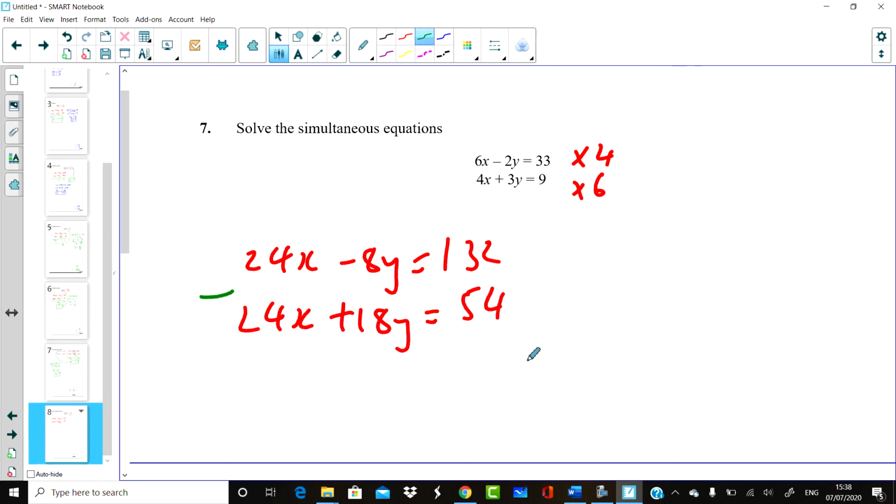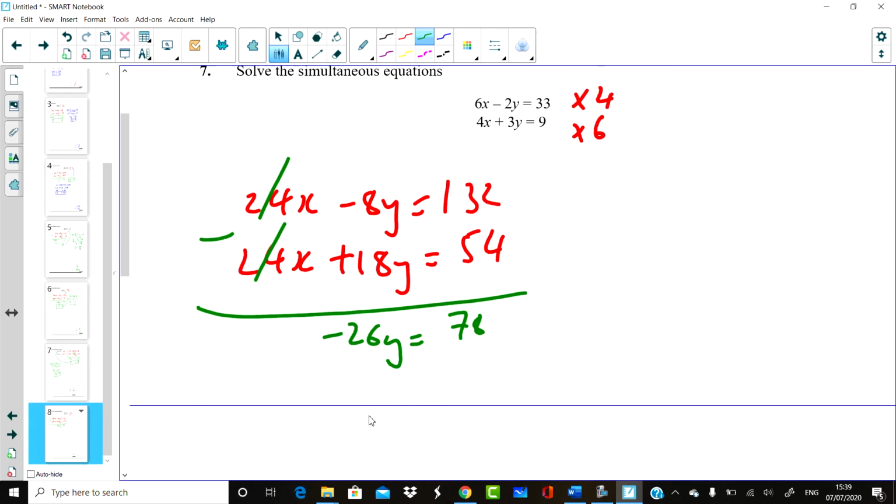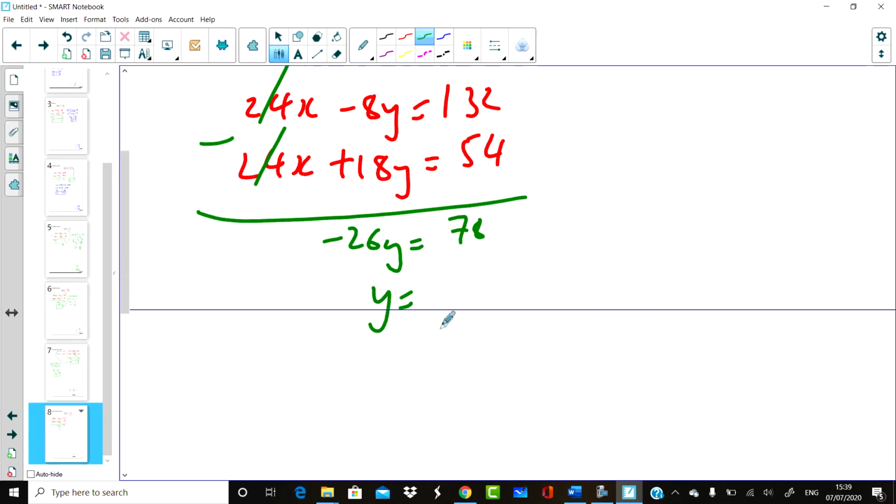And we can eliminate that x term, so take away these two equations. So the x's cancel out. We have negative 8 minus plus 18y, so that's just minus 8 minus 18, and that's going to give negative 26y. We have 132 take away 54, that's going to give 78. If we divide both sides by negative 26, we're going to end up getting minus 3. So y is minus 3.